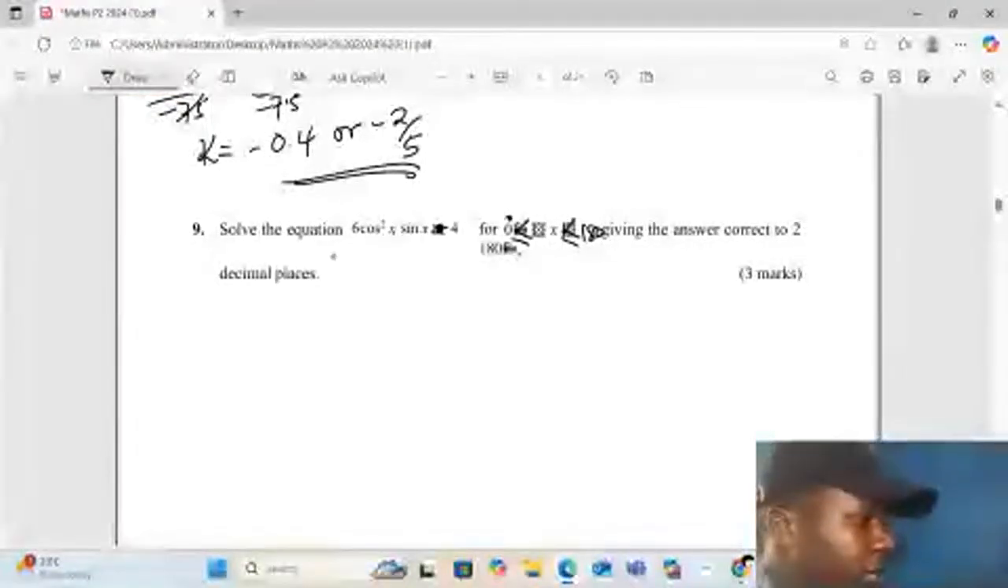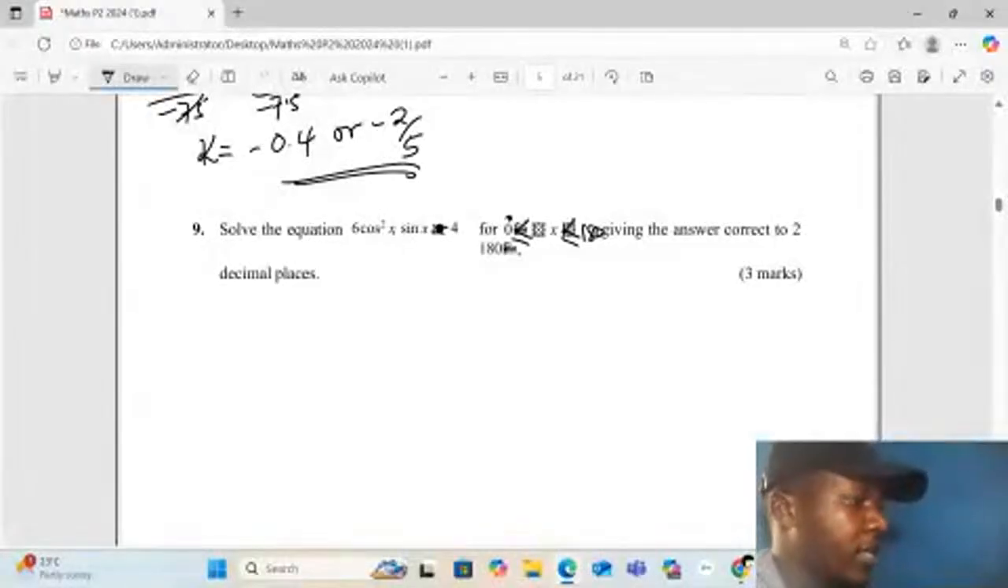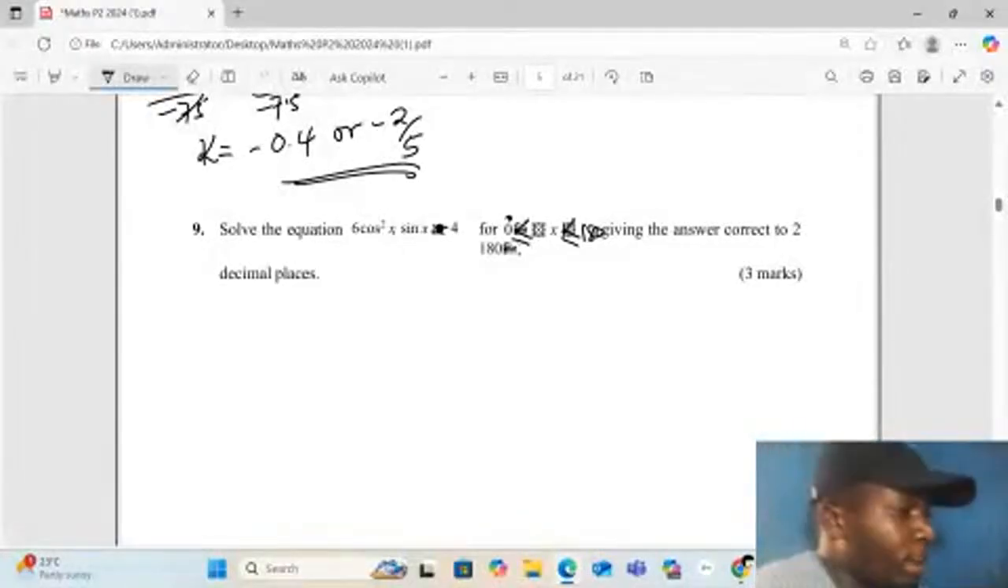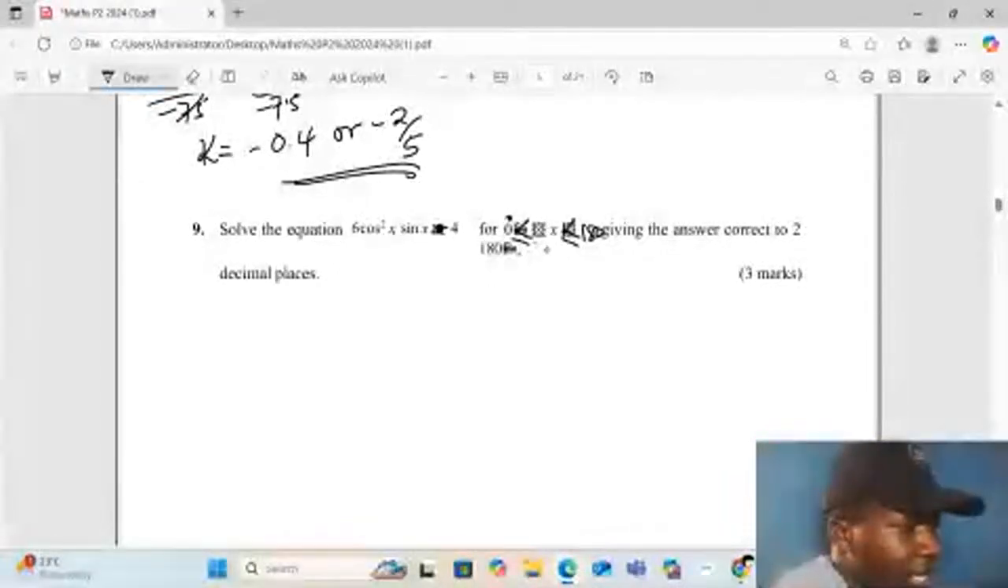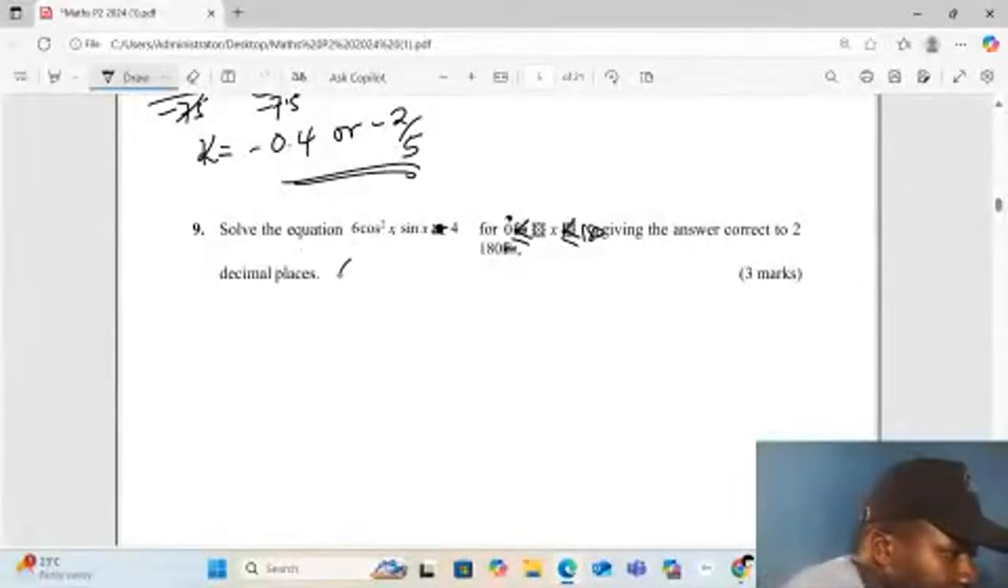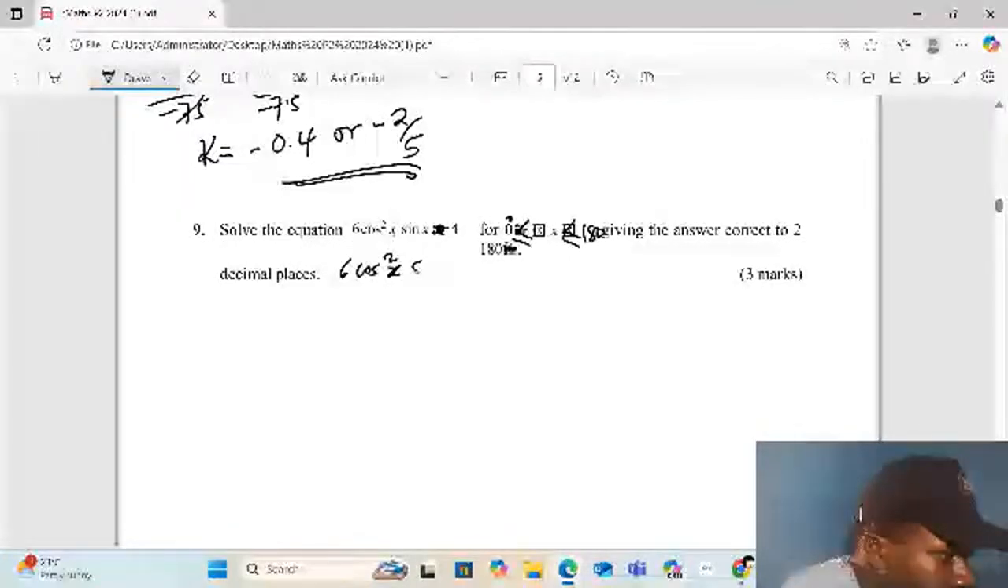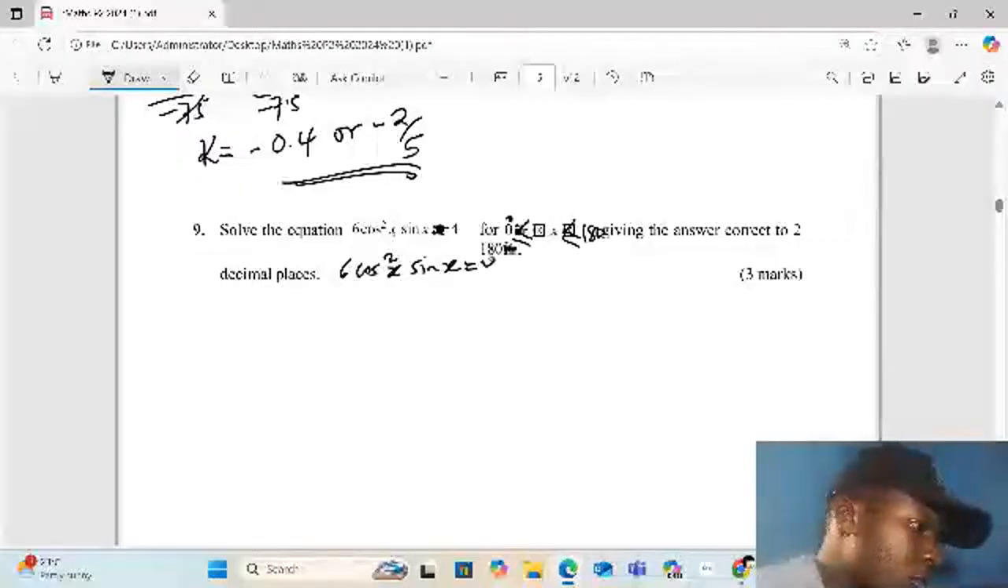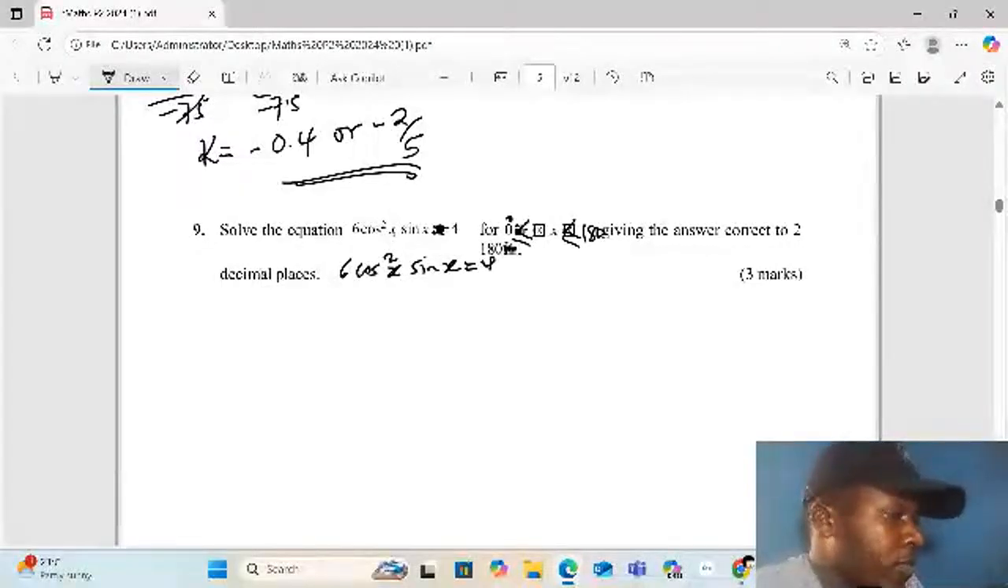So we solve for the values of x for 0 degrees less than or equal to x less than or equal to 180, leaving your answer in 2 decimal places. So this is the equation: 6 cos squared x equals 4.